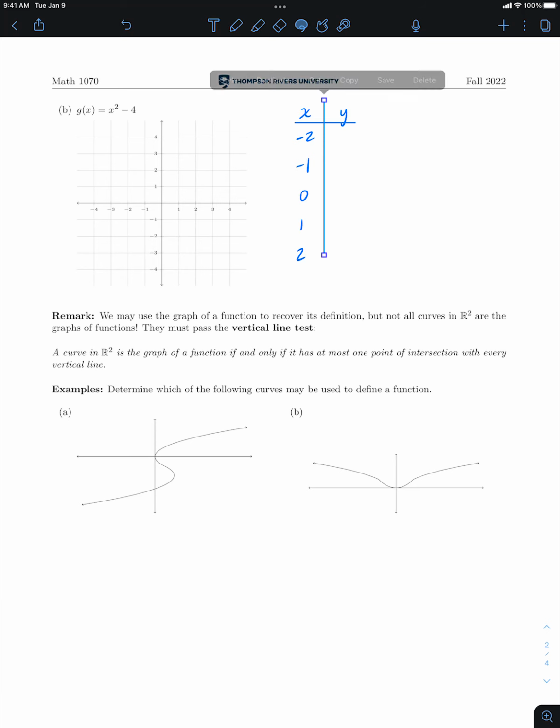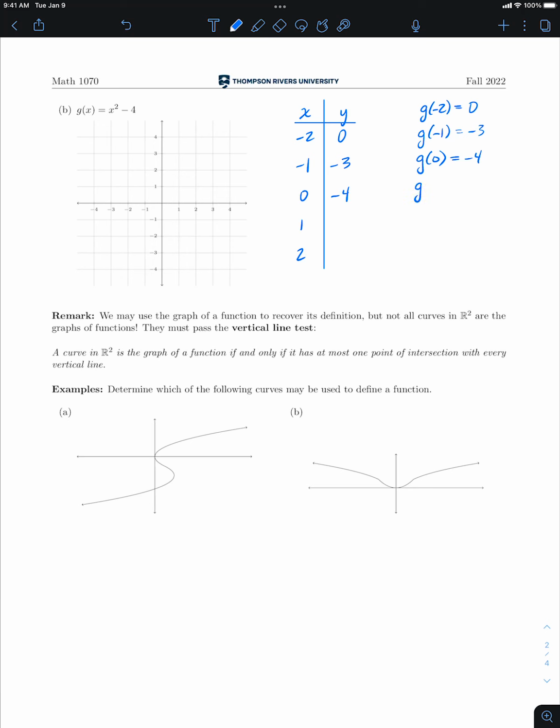Okay, so then what are we going to do now? We're going to plug them into the function, and we're going to figure out what the corresponding y values will be. So if I plug in -2, -2 squared is 4. So you subtract 4 from that, you're going to get 0. Okay, and then if I plug in -1, I'm going to get -1 squared minus 4. Well, that's just 1 minus 4, so I get -3. If I plug in 0, I'm going to get 0 squared minus 4, which is just 0 minus 4.